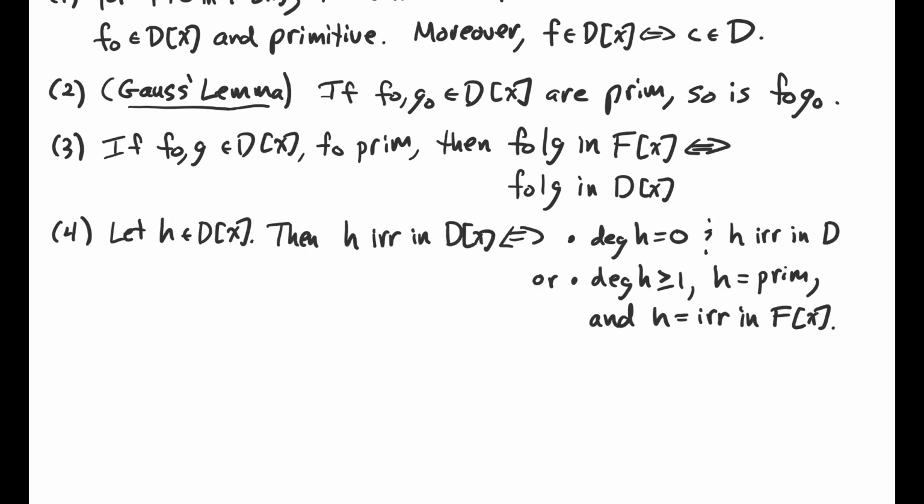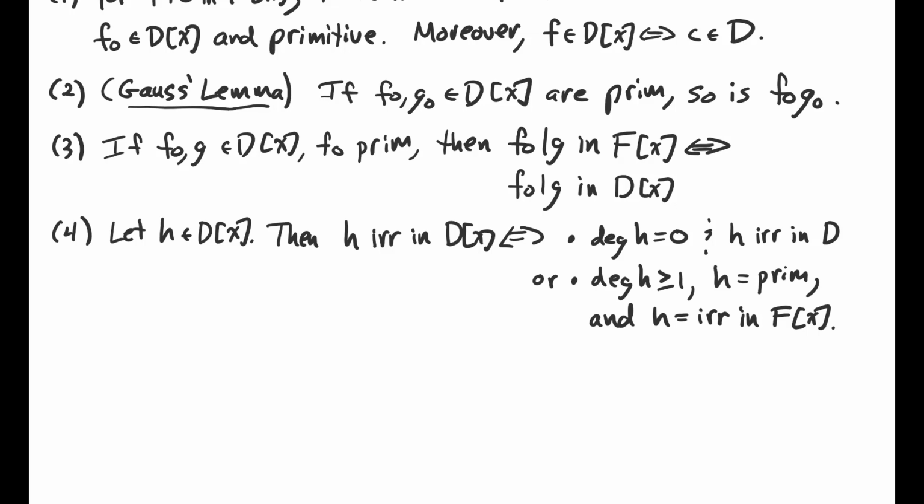All right, finally, part 4. Let h be a polynomial in D[x]. And often we care about irreducibility in D[x], but the problem is D[x] is usually way harder to understand than F[x]. So this lets us shift the problem to F[x]. So to detect irreducibility in D[x], h is irreducible if and only if either the degree of h is 0, so it's really a constant, and then it's an irreducible element just in the original ring D. Okay, so that's just purely D stuff. Or it's a polynomial in earnest, so degree at least 1.